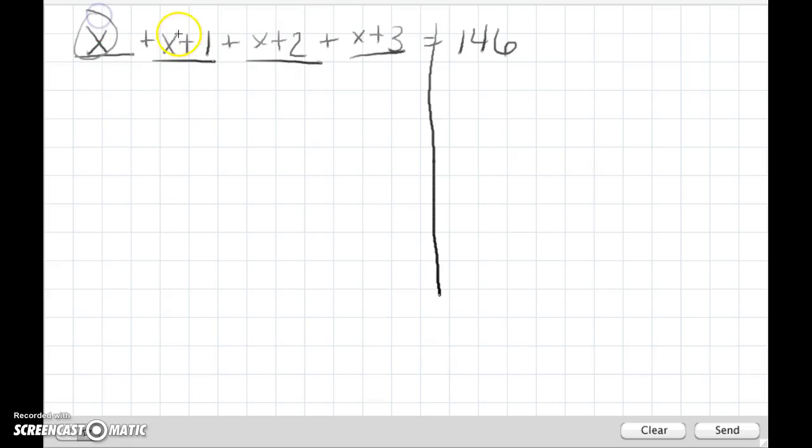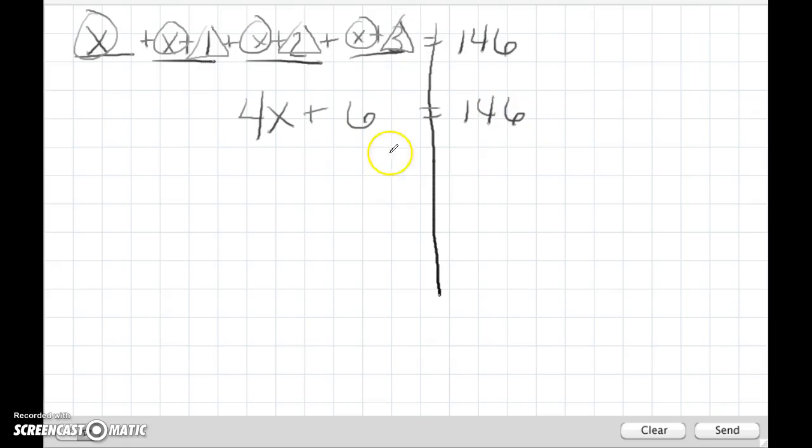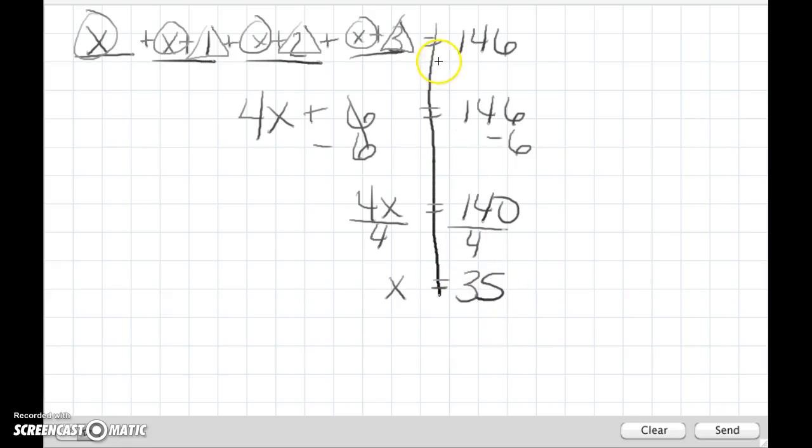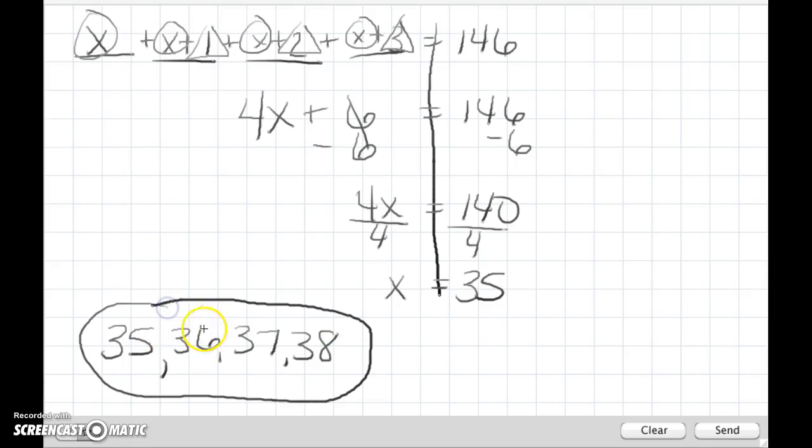So first thing we need to do is combine our like terms. So I'm going to combine all my x's together and all my regular numbers together. So we have 4 x's there. 1, 2, 3, 4. And when you add the numbers, 1 plus 2 plus 3 is 6. Subtract 6 from each side. And you get 4x equals 140. Divide by 4 on each side, and you get x to equal 35. Now, they asked you what the four numbers would be that would add up to 146. Our first number was x, so that was 35. Our second number, you just add one, add another one, add another one. So 35, 36, 37, and 38.